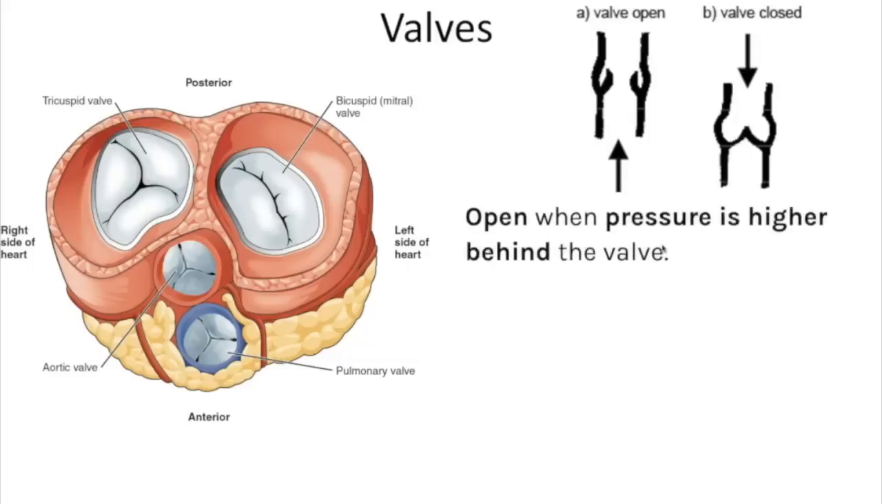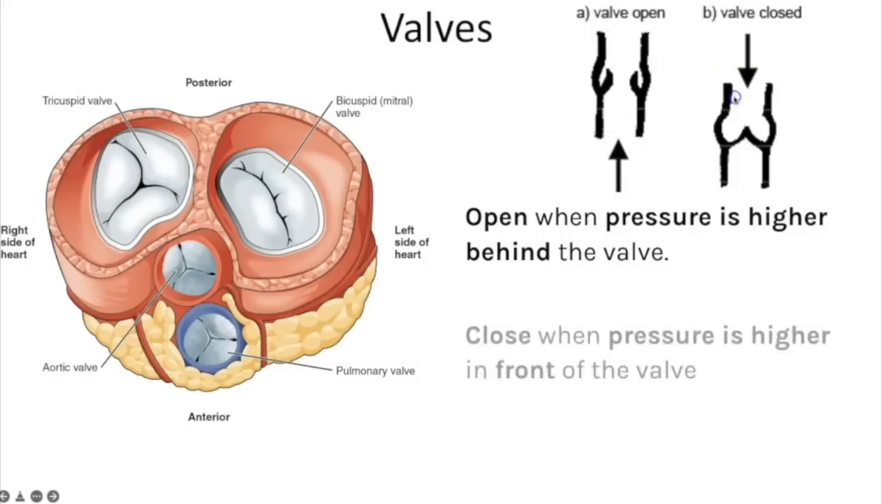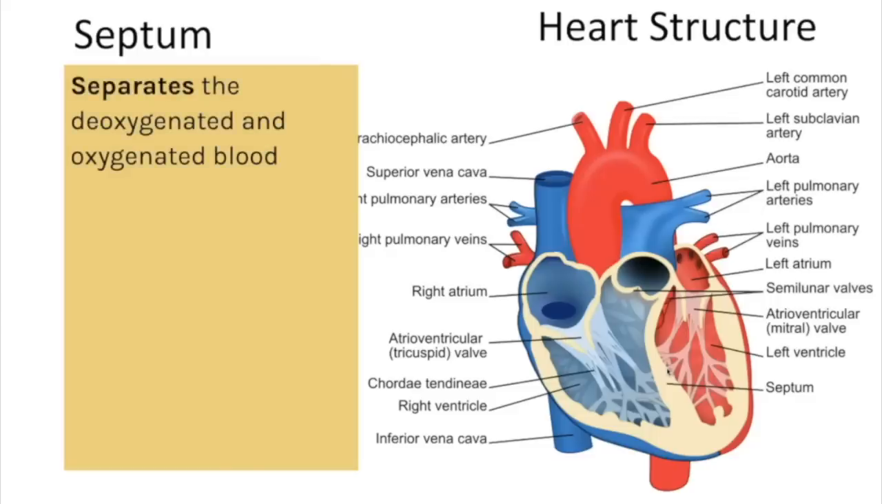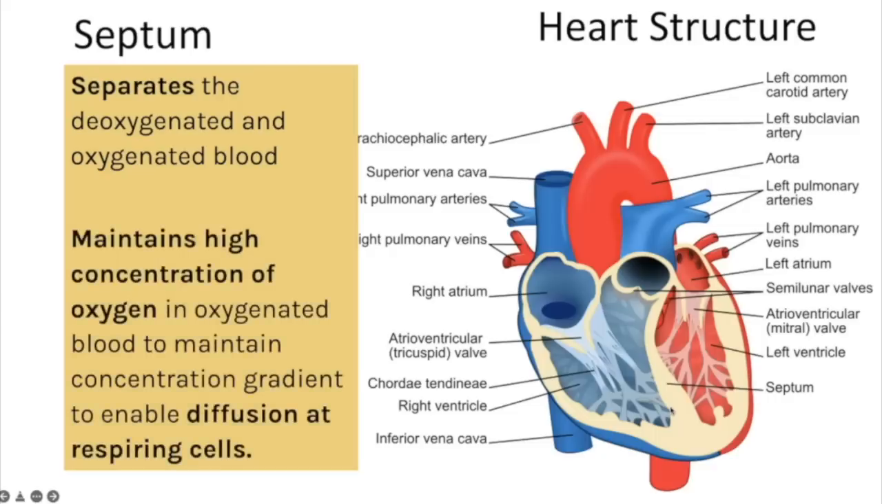Now, valves are to prevent the backflow of blood, and they do this by only opening when the pressure is higher behind the valve compared to in front. So if the pressure is higher in front, it causes the valve to shut, and that is how it stops the blood from flowing backwards. The septum is running through the middle of the heart to separate the blood on the deoxygenated and the oxygenated side, and that's to help to maintain a high concentration of oxygen in the oxygenated blood to make sure that these diffusion gradients are maintained so that diffusion can occur at respiring cells.